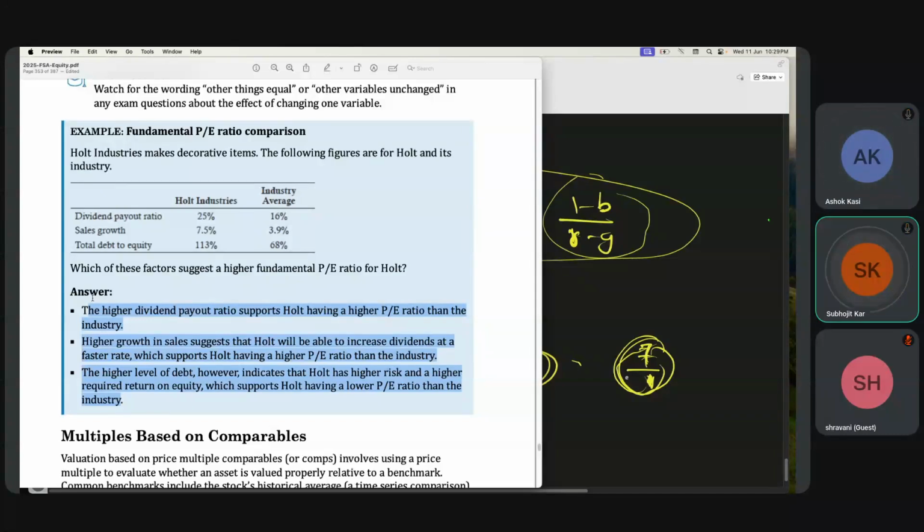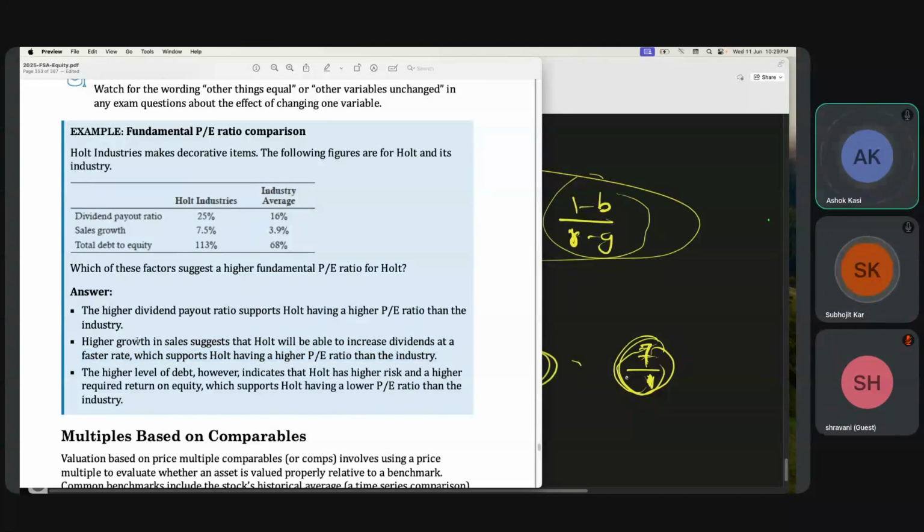Can you explain these points? A higher dividend payout ratio supports Holt having a higher PE than the industry because it is a plus point. These are plus points for which you would like to pay more. Second, higher growth in sales suggests that Holt will be able to increase dividends at a faster rate, which supports Holt having a higher PE than the industry. So more sales, more dividends they are going to pay.